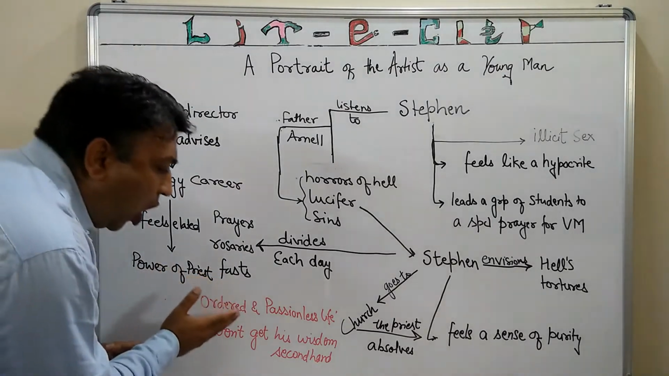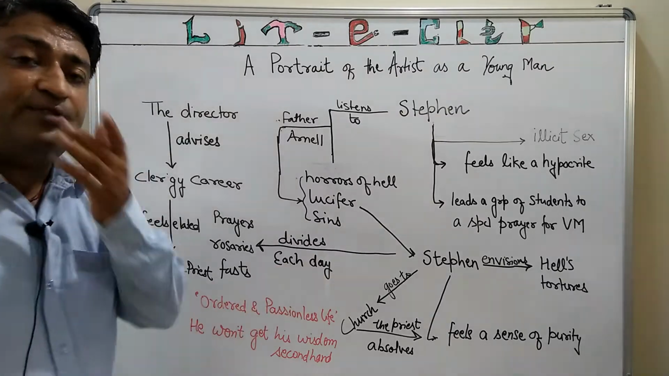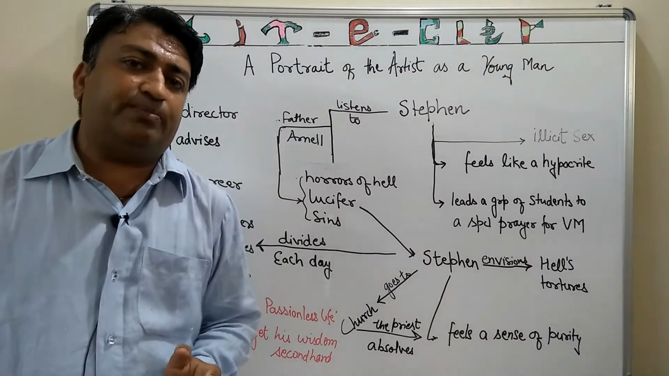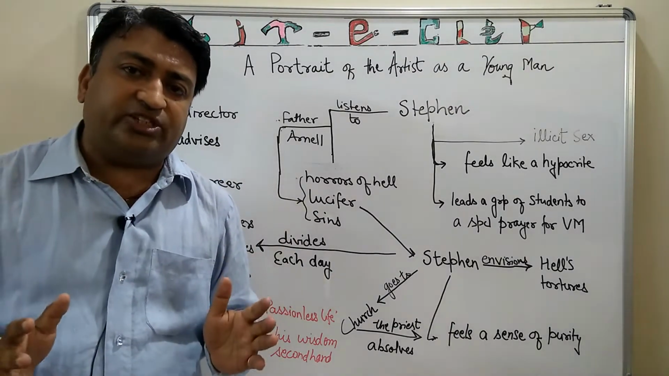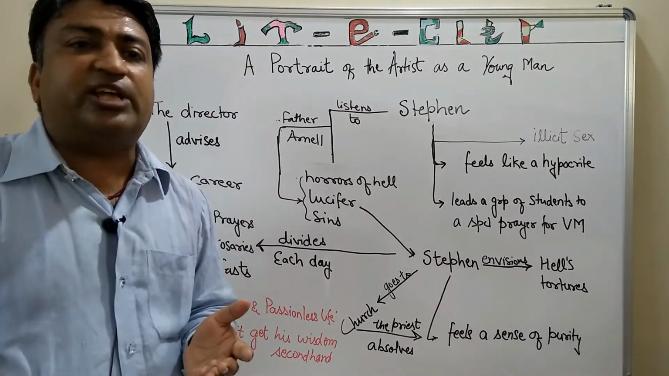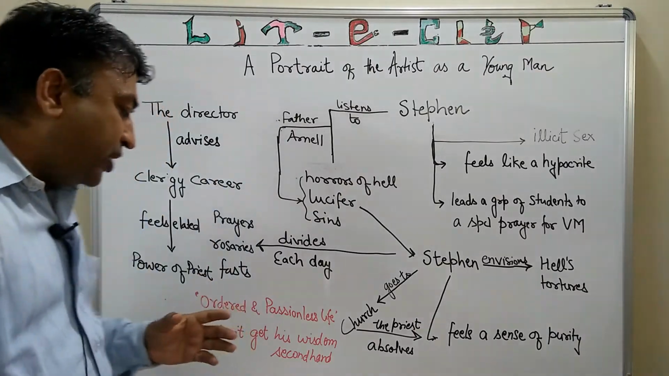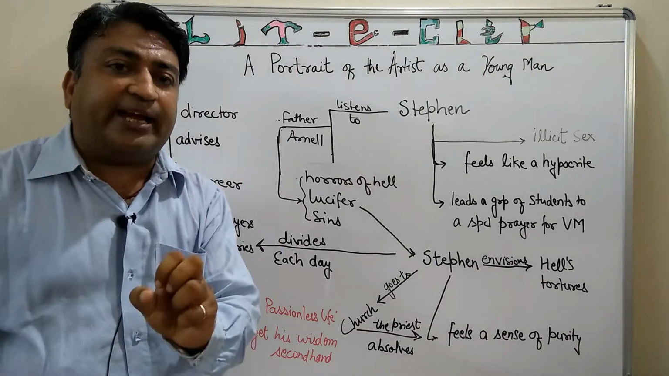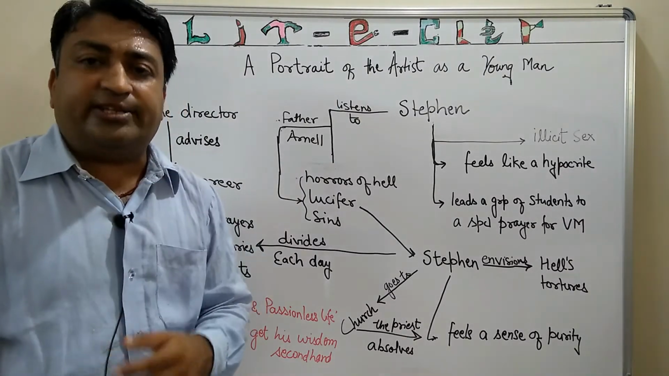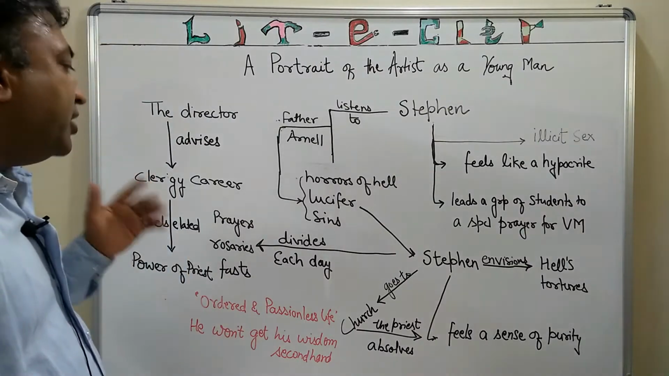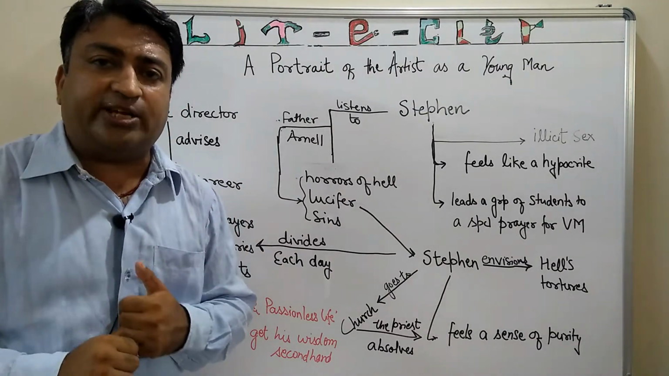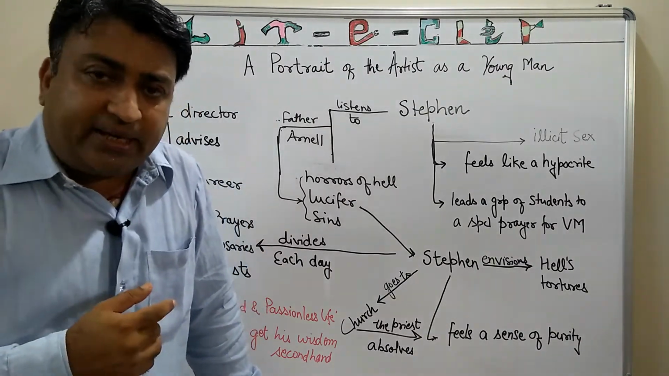But when he thinks of it, he thinks about the ordered and passionless life. This is very important. Passionless life means that he has to detach himself from all the earthly sensation, from all, we can say, artistic aspirations, and he decides he will never join an institution. He won't get his wisdom second hand, but he will gain it from his own experiences, and he decides that he will refuse this offer to join the clergy. So this is the second and very important stage of Stephen's development as an artist.